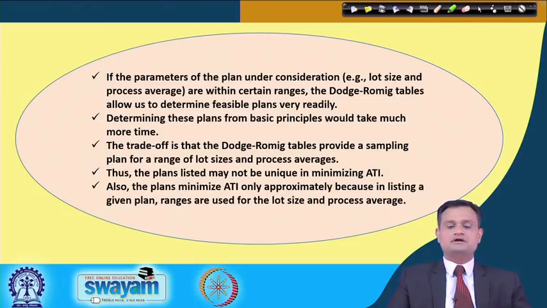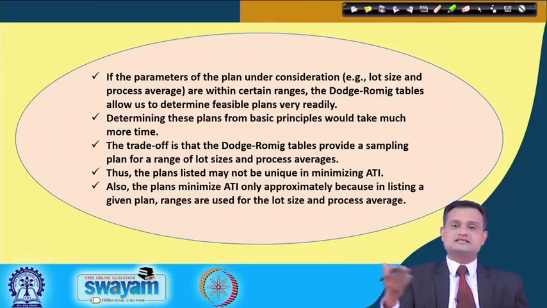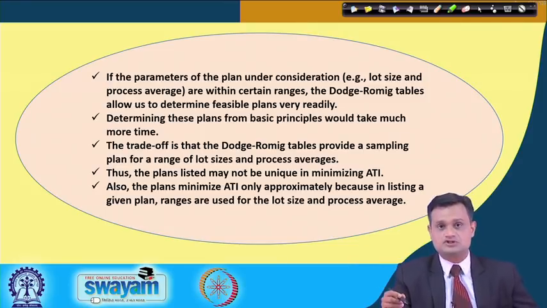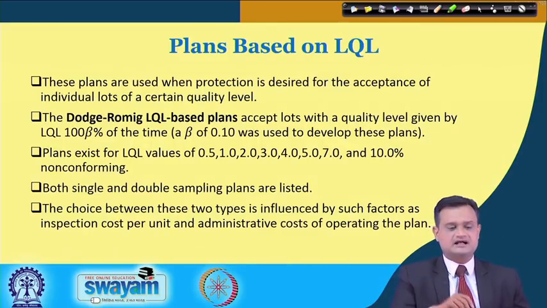Determining these plans from first principles would take much more time. So, whatever principles we have used for designing the plans under single sampling and double sampling, that will take much more time, and the trade-off is that this Dodge-Romig table provides a sampling plan for a range of lot sizes and process averages. So, this is the trade-off we get: for a range of sampling plans and lot sizes you can easily and readily figure out an appropriate plan. It also minimizes the average total inspection, ATI, and these are a couple of advantages.